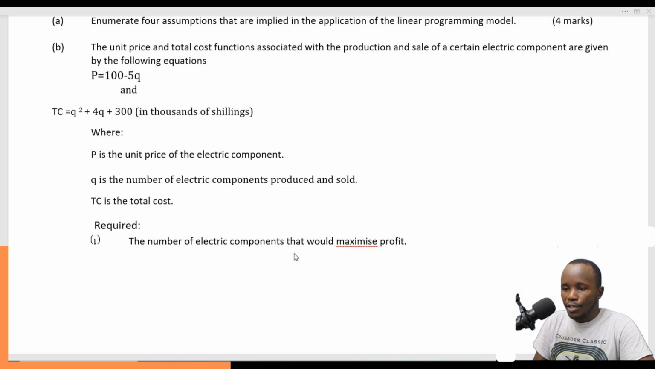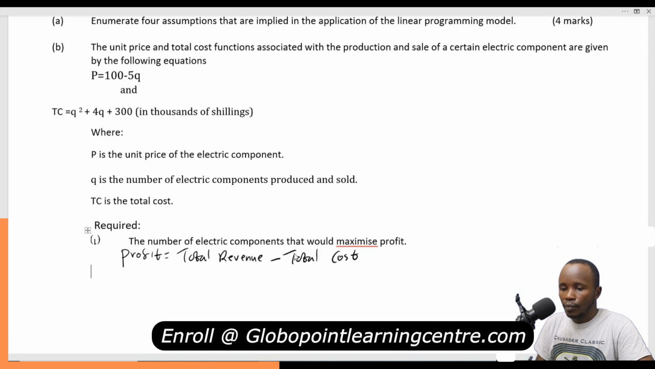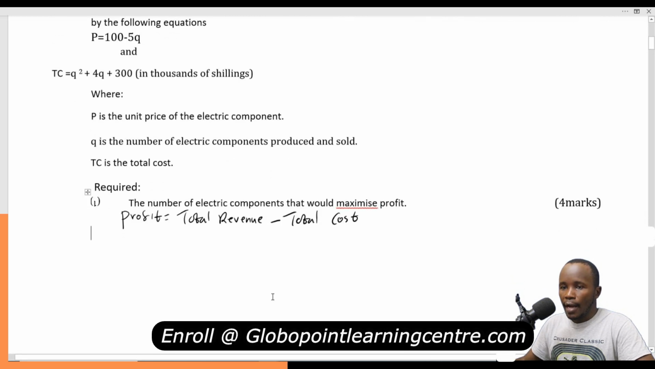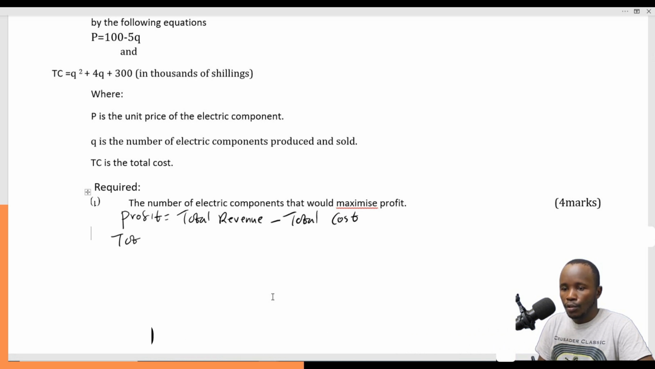Now, as a student, you need to know, how do you get profit? You get profit by having the total revenue minus the total cost. And what is total revenue? Total revenue should be equal to price times quantity. If you want to know how much revenue you have, it should be equal to price times quantity.